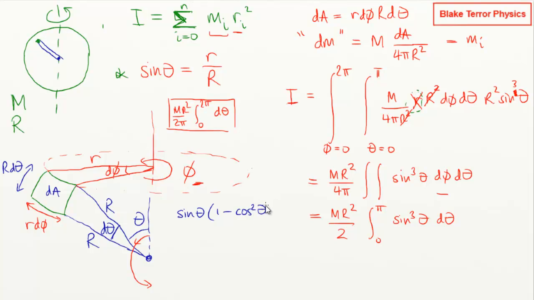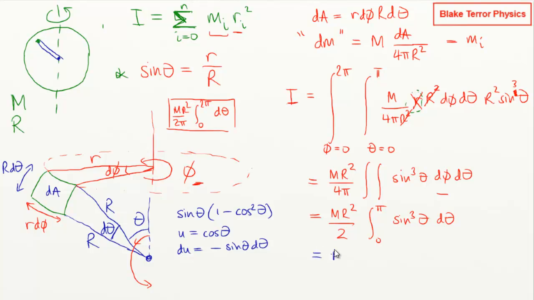So we can rewrite sine cubed theta as this, as I've changed the sine squared in it into a 1 minus cos squared. So we've got sine theta times 1 minus cos squared theta. We can then say, well, let's let u equal cos theta, so that du is equal to minus sine theta d theta. And now we can stick all of that into our new integral.